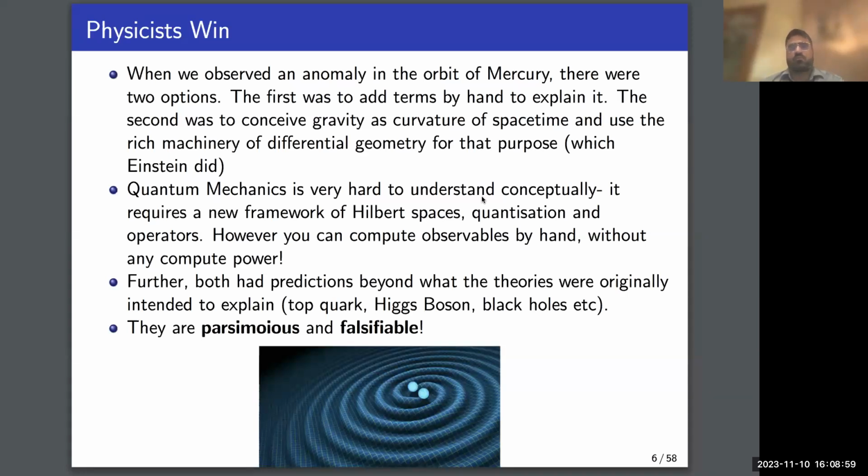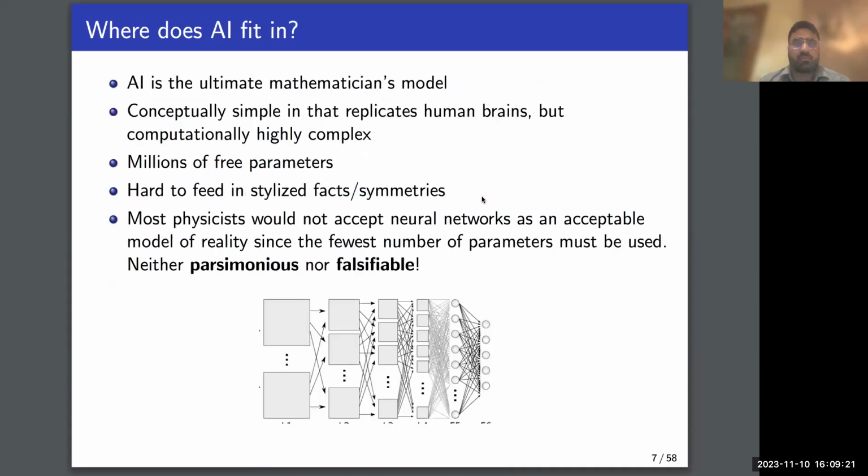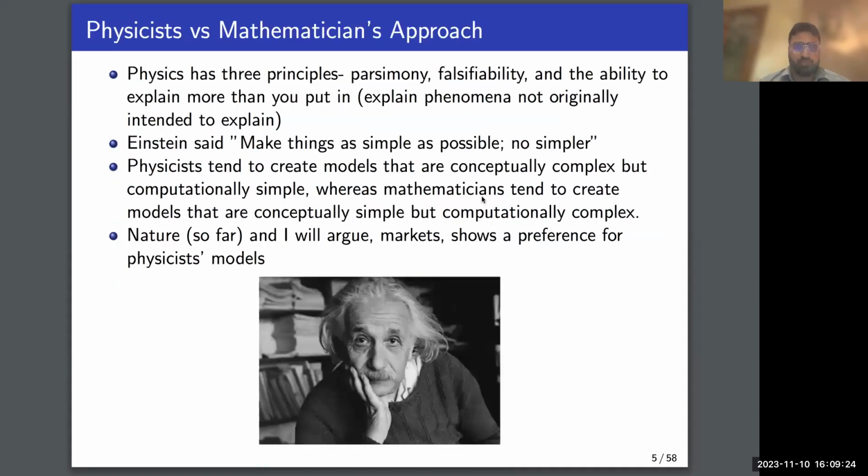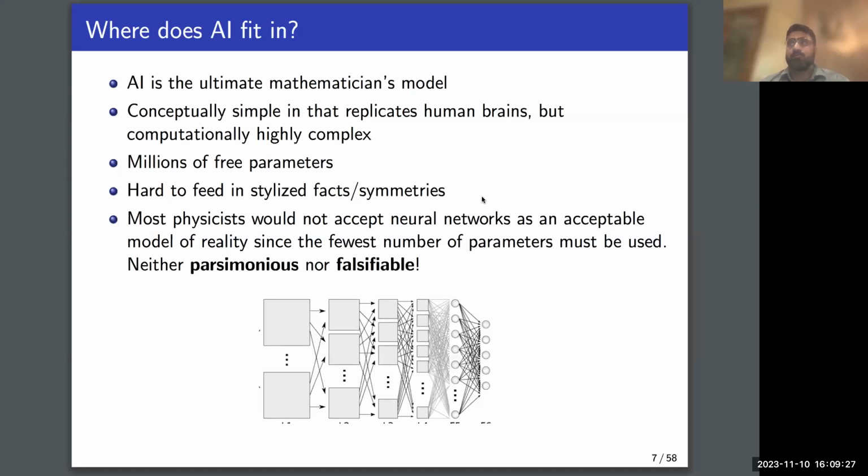And further, both these theories have predictions that went way beyond what the theories were originally intended to explain. For instance, with quantum field theory, we predicted the top quark and Higgs boson, and with general relativity, we predicted black holes and gravitational waves before they were actually observed. So the correct theories were, in general, parsimonious and falsifiable. On the other hand, we have a lot of people who buy into an AI craze. And if you think about it, AI is the ultimate, I won't say mathematician's model, but it's a model that's not a physicist model at all. Usually you have millions of free parameters, and it's hard to feed in stylized facts and symmetries.